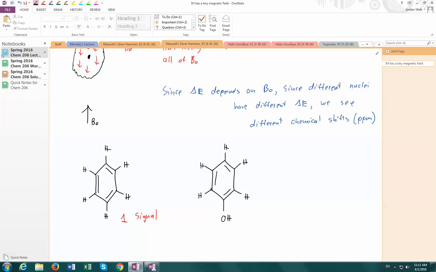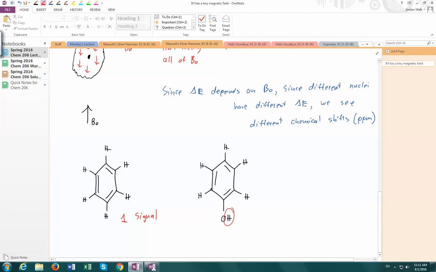And so when we look at the bonds in benzene, do we have any single bonds and double bonds? Or is really everything more like a 1.5 bond? Everything's like a 1.5 bond. So all of these protons are basically bonded to a carbon that has the same hybridization and the same amount of electron density. And so when you look at phenol here, how many signals might you expect? All right, so I hear 2, 3, 4. All right, so let's think about it.